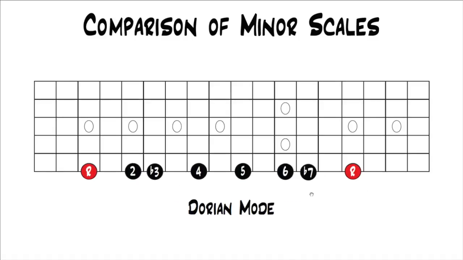So the next minor scale I want to look at is the Dorian mode, and you should know by now that obviously comes out of the major scale just like the natural minor does, because that's the Aeolian mode.